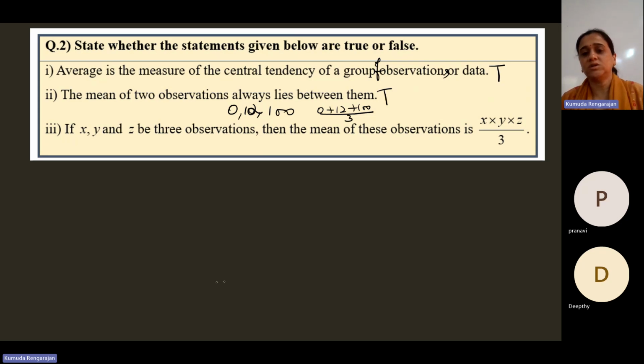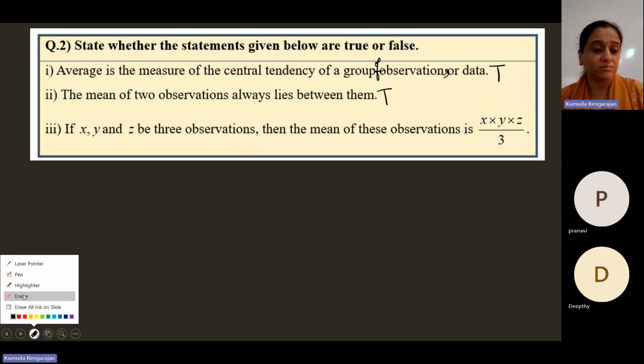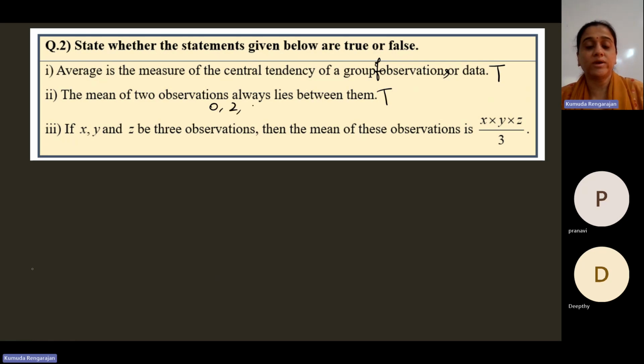So how do you find the mean? 0 plus 12 plus 100 divided by three observations. So 112. Oh, I want to make it divisible. Okay, let me make it 2, sorry. I'll just make it 2 because 102 is divisible by 3. 0, say 2, and 100. So it will be 0 plus 2 plus 100 divided by 3. So it's 102 divided by 3. 3 3s are 9, 1 means 34. See, the mean of these three values, 0, 2, and 100, is 34.